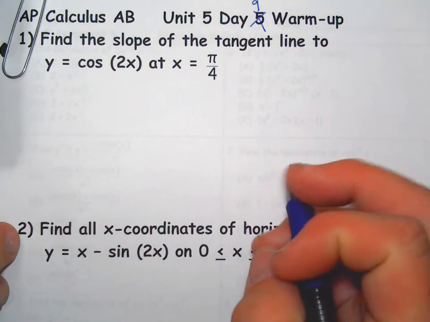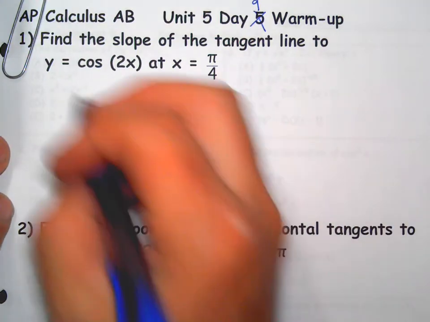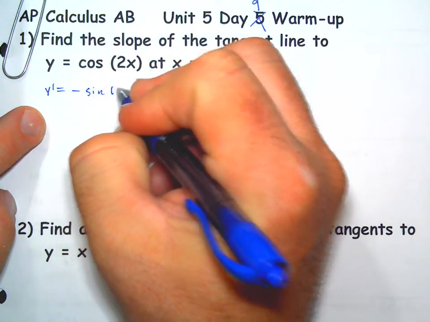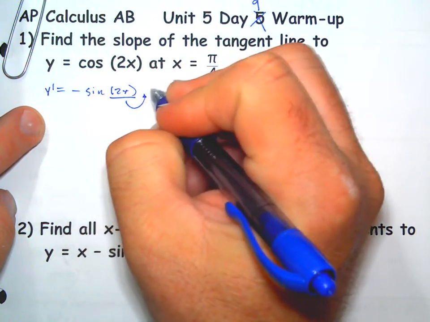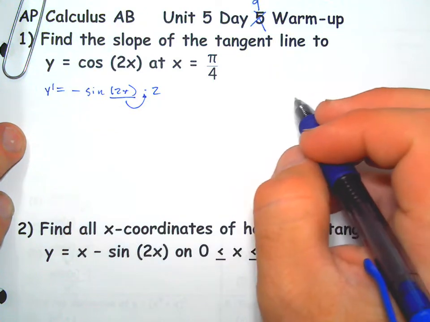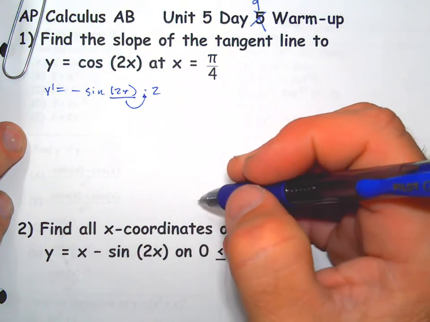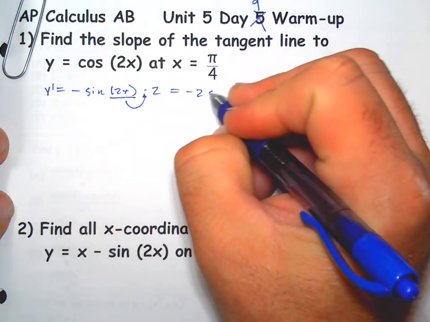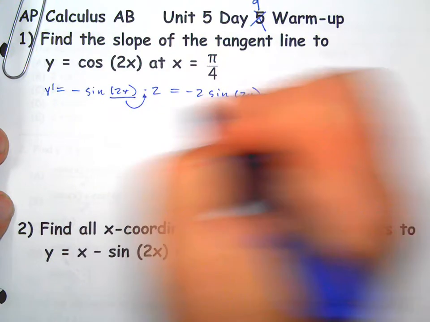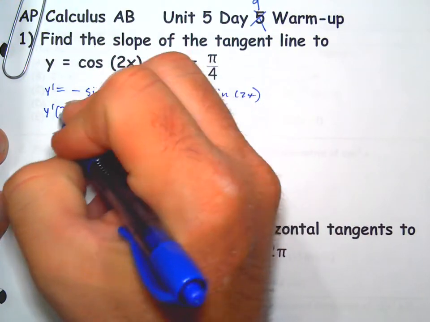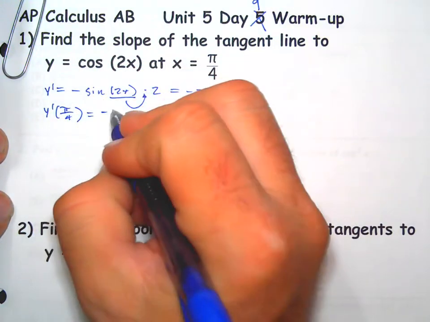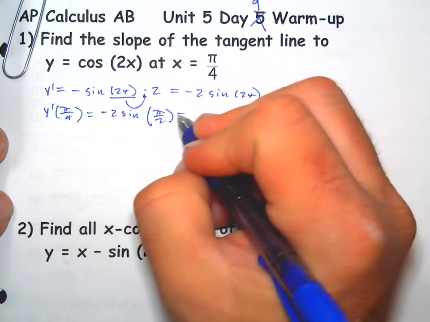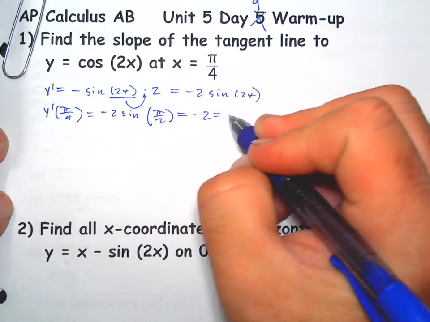Okay, if we want the slope of the tangent line, then that means we need to take the derivative, and the derivative of cosine is negative sine. Now leave the 2x inside and then multiply by 2 afterwards. So this is a chain rule problem. In fact, all these are chain rule problems, so hopefully you didn't miss the chain rule. So negative 2 sine 2x is a little nicer version of it. And then we're going to plug pi over 4 in, and we're going to get negative 2 sine of pi over 2, which is 1, so we get negative 2 for the slope of the tangent line.